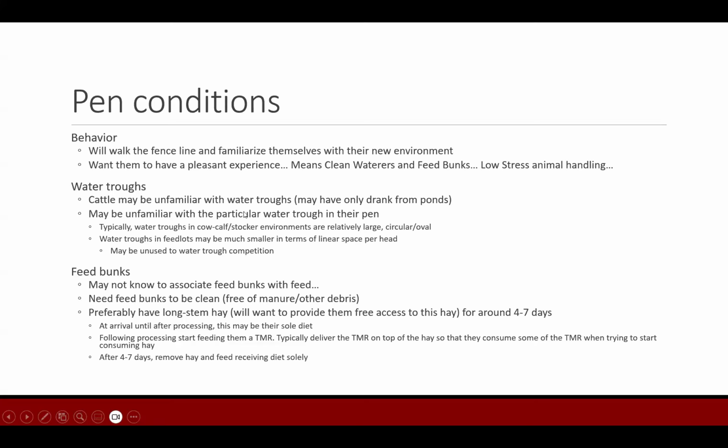Okay. So water troughs: cattle may have only drunk out of ponds before. Even if they have drunk out of a water trough, they may be unfamiliar with the water trough that you have at your current location. Let's think about someone who could have drunk out of a plastic water trough that is open. Cattle may have drunk out of that on farm. What if they need to learn how to push that ball float down to get access to water? They may not know how to do that. So if you have a different type of water trough, these animals may not be experienced on how to access that water.